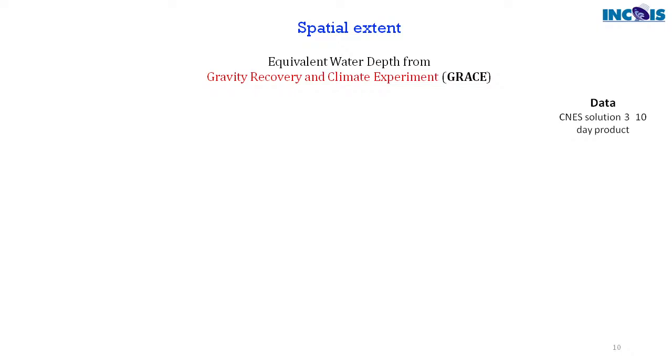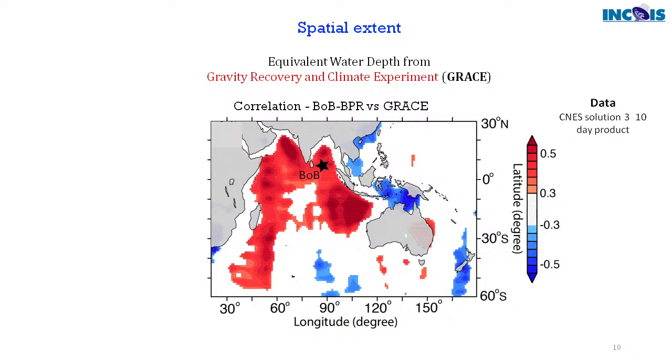The synchronous oscillation in these long distance BPRs signifies a possibility of a basin-wide barotropic oscillation. It cannot be a local process. To check this possibility, equivalent water depth from a satellite known as GRACE was used. A correlation was carried out between one of the BPRs in the Bay of Bengal and the GRACE satellite at intraseasonal time scale during only December to April.